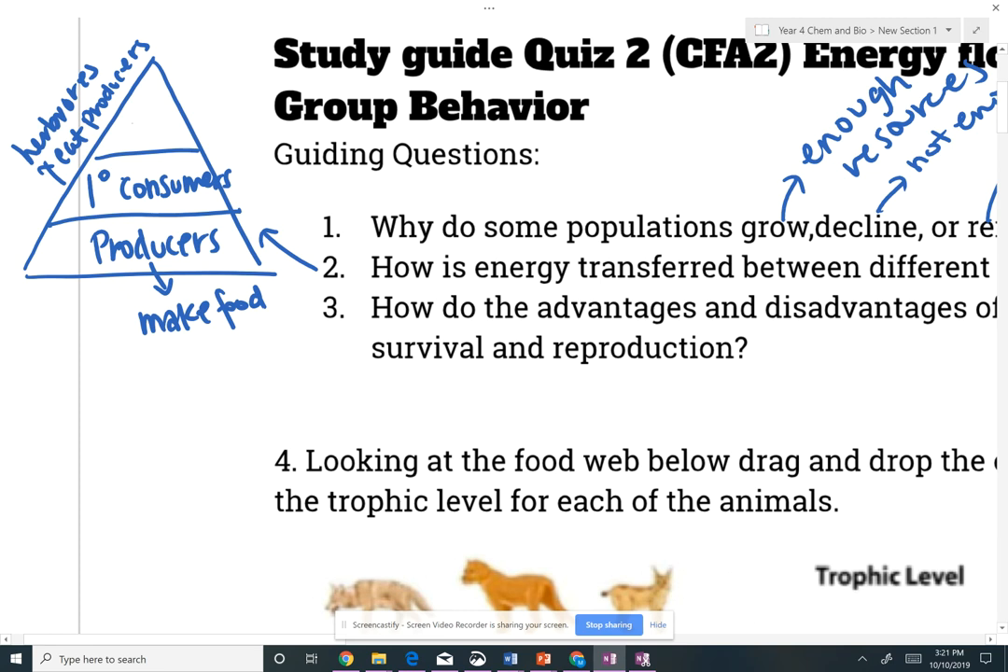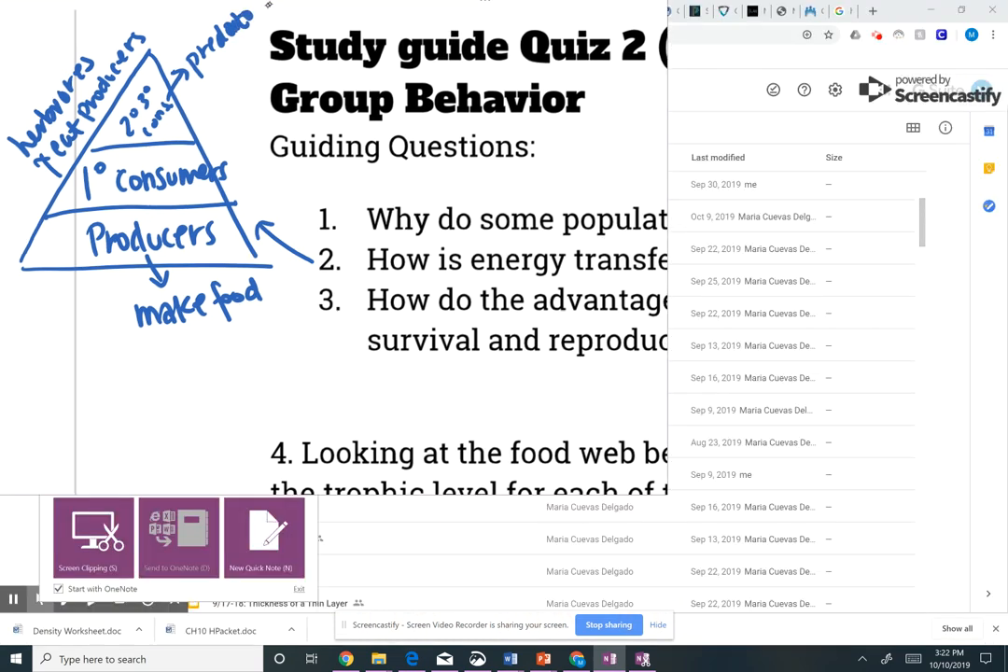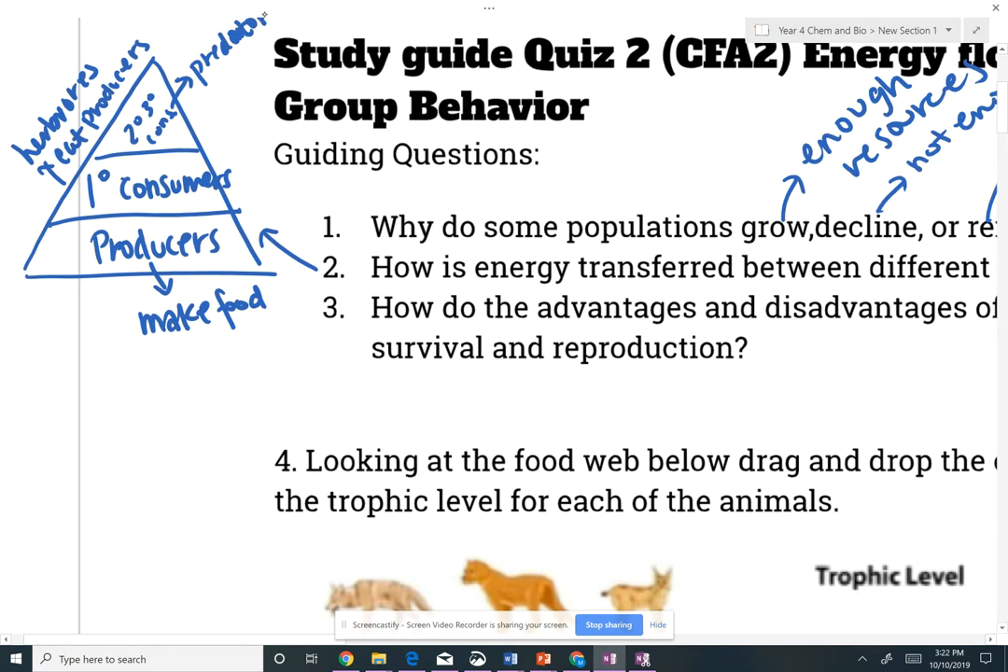And then next are our secondary and tertiary consumers. These guys are our predators. The predator that is going to be at the top is our apex predator, and they are the ones at the top of the food chain.